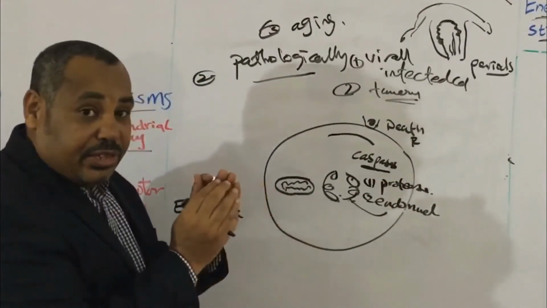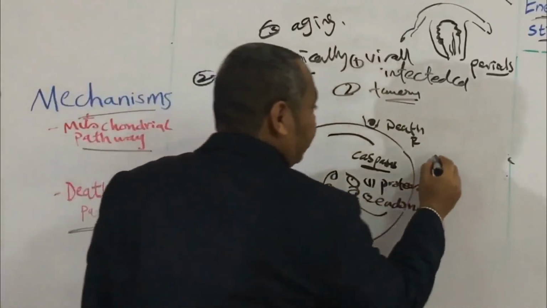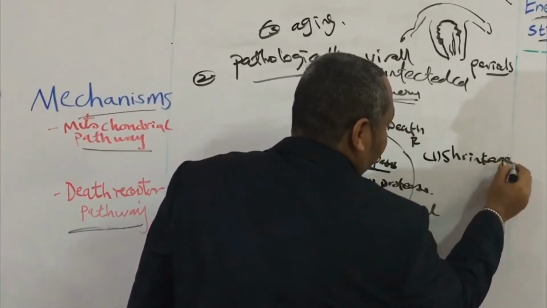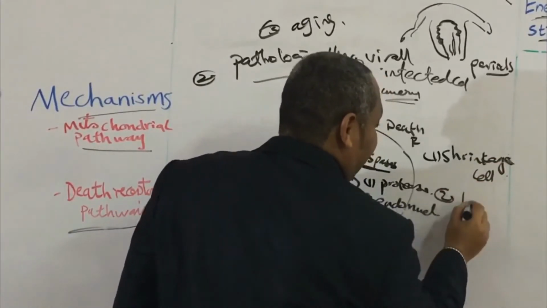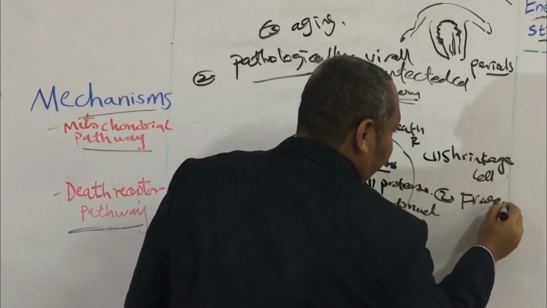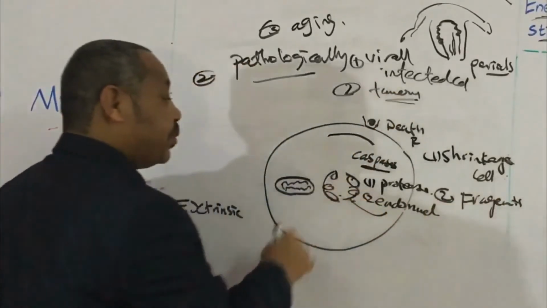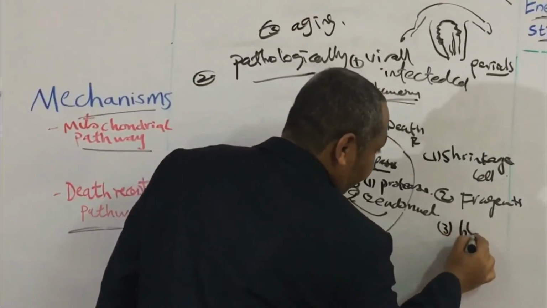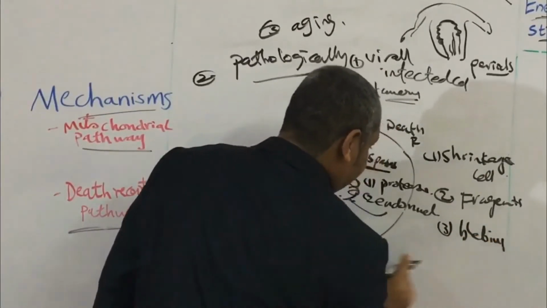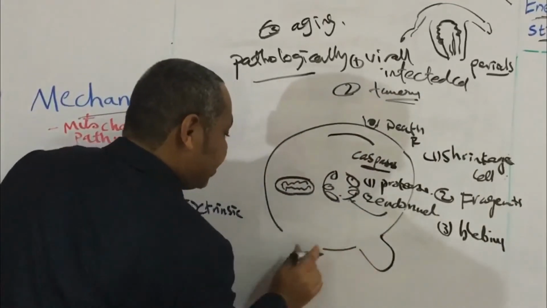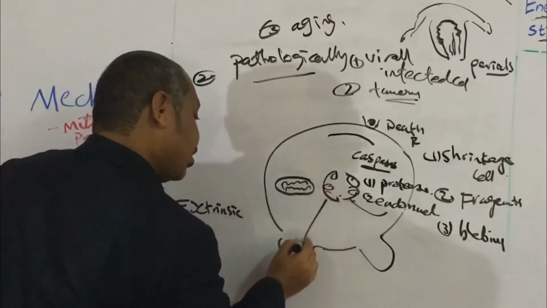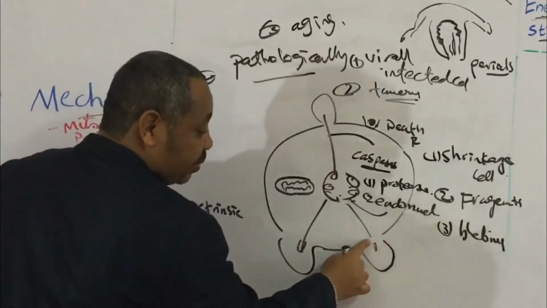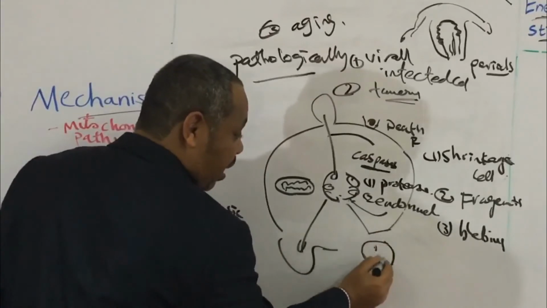So the cell will be smaller. This is the first step: shrinkage of cells. Then fragmentation of the nucleus into fragments. After that, formation of blebs, let us say blebbing. There is bleb formation like this here, and every fragment will go towards these blebs, and then these blebs will be cut from here to form an apoptotic body.